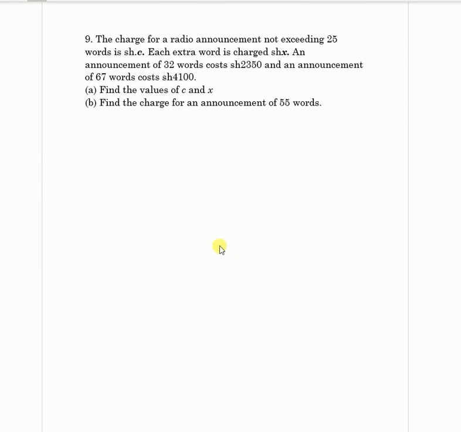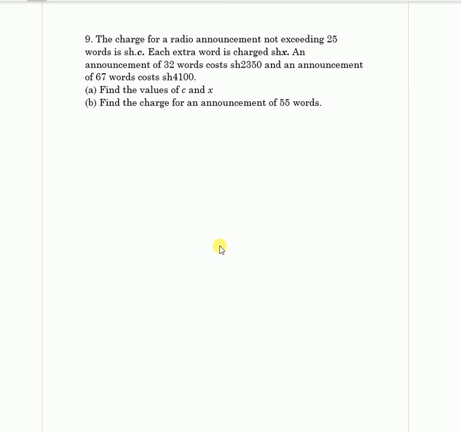We move on to the last example for this series. The charge for a radio announcement not exceeding 25 words is C. Each extra word is charged shillings X. They said an announcement of 32 words costs 2350, and an announcement of 67 words costs 4100.